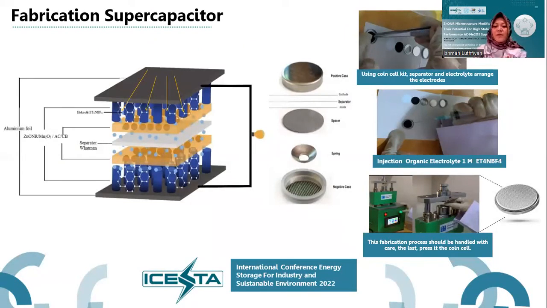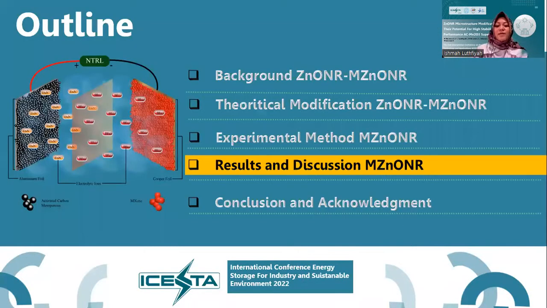After this, the fabrication process should be handled with care because the electrolyte is very toxic. And the first is the coin cell. After you get the coin cell, you must characterize it. And next, this is my result and discussion.